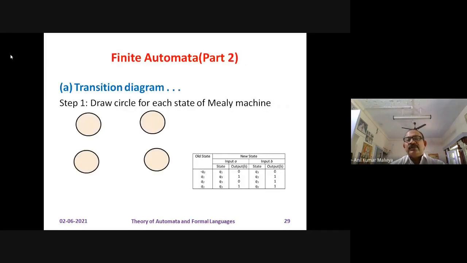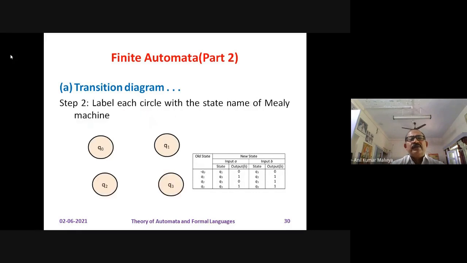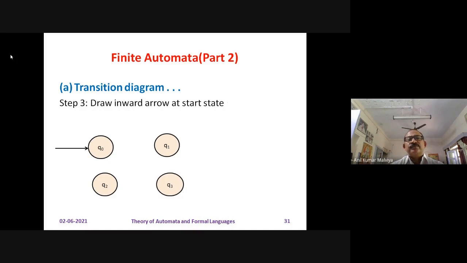First part, draw a transition diagram. Here you can see there are 4 states, Q0, Q1, Q2, Q3. Therefore, we draw 4 circles. Next, label each circle with the state name of the Mealy machine, Q0, Q1, Q2, Q3. Then draw the inward arrow at the start state.